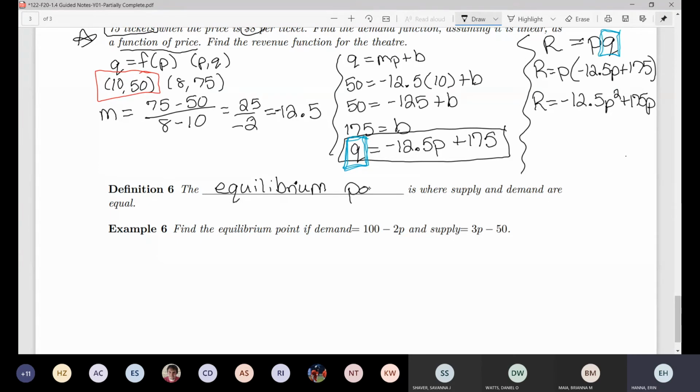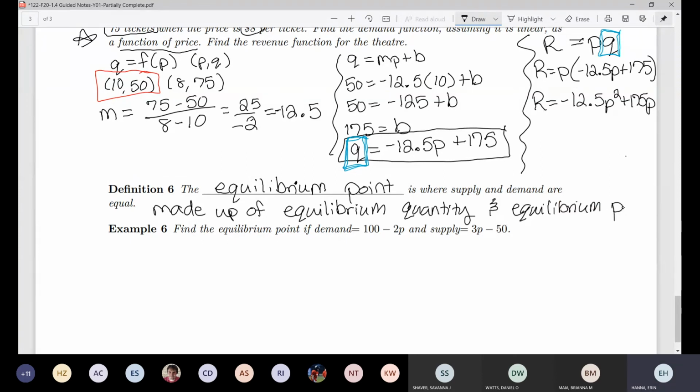Equilibrium point. The equilibrium point is where supply and demand are equal. It's essentially like a break-even point, but for supply and demand. So, just like the break-even point, it's made up of the equilibrium quantity and equilibrium price. So it also has two parts.